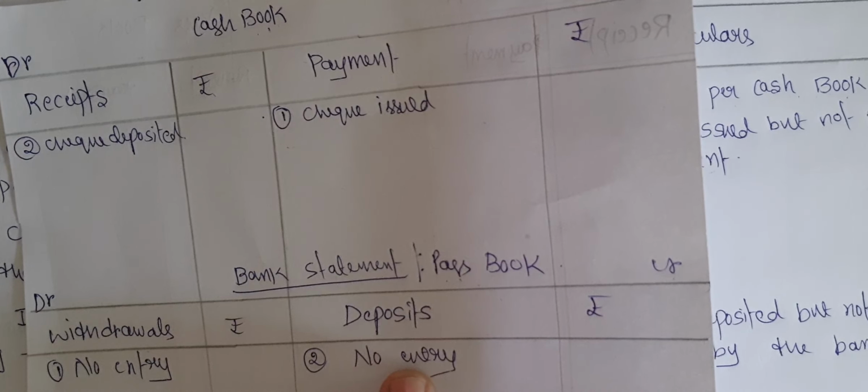Bank charges debited by the bank means deduction, means payment side. In the payment side in the cash book there is no entry. See here, there is no entry. But in the passbook, bank charges debited by the bank means it comes in the payment side. In the passbook means in the withdrawals, debited. Third one, bank charges. Bank charges means deduction in the payment.